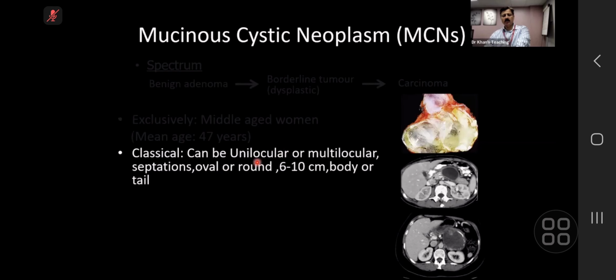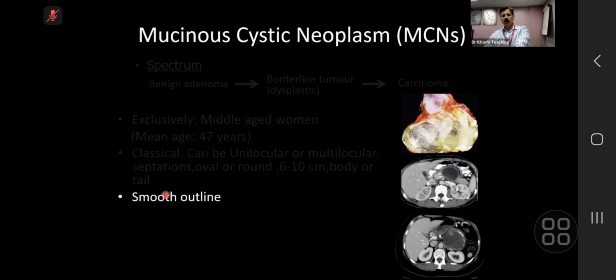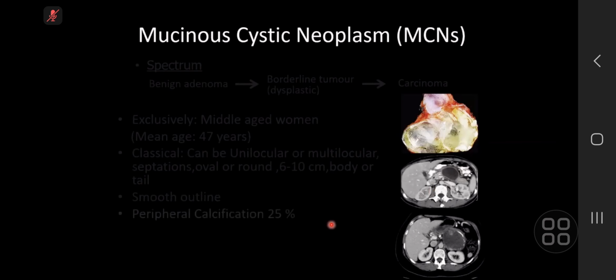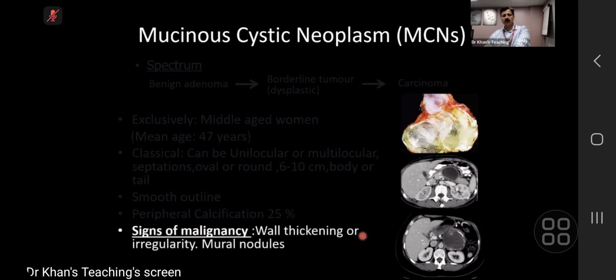So the classical appearance is that it can be unilocular or multilocular, but the cysts are going to be larger, and it can be very large also. Body or tail is more common. Smooth outline. You remember the outline of the previous one was lobulated because of small cysts. This one has a smooth outline, and the calcification is going to be peripheral.